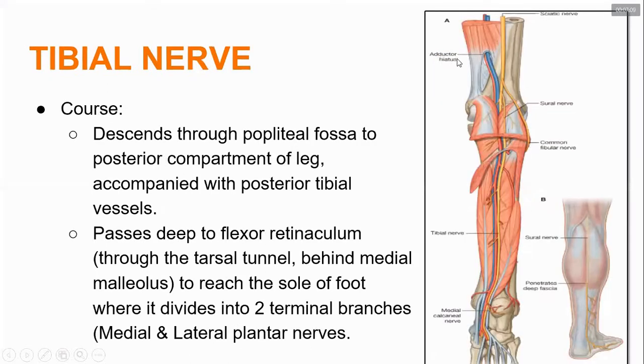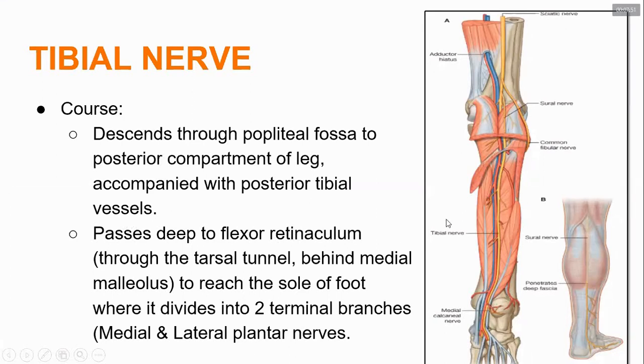Now talking individually about the tibial nerve and the common peroneal nerve. The sciatic nerve will divide into the tibial component as well as the common fibular component. The common fibular nerve arises from the lateral aspect of the sciatic nerve, and it descends through the popliteal fossa into the posterior compartment of the leg along with the posterior tibial vessel. The tibial nerve will just go down, pass through the popliteal fossa into the posterior compartment of the leg, and it is covered by the soleus muscle.